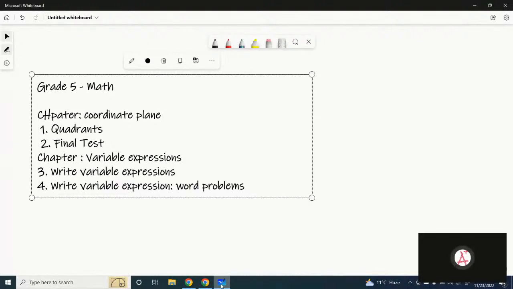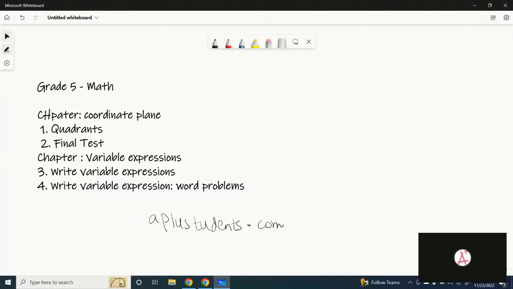So we're going to start with grade 5 maths. You can find all the lessons on aplusstudents.com. You have to log in there using your email address and password provided by the administrator. Then you have to select math from the subject tab, then scroll down to grade 5 maths. Then click on view all lessons and we're going to start with the chapter coordinate plane.